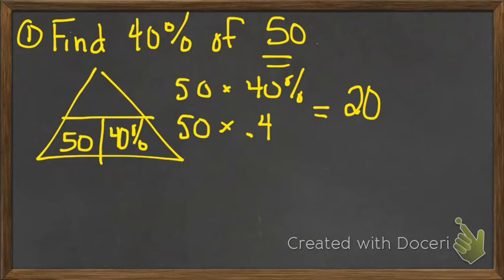So we're going to mix them all up today. Sometimes you're solving for is, sometimes you're solving for of, sometimes you're solving for percent. But I'm going to keep using the triangle method so I know where numbers go. And I know, and that leads me to saying multiply or divide.